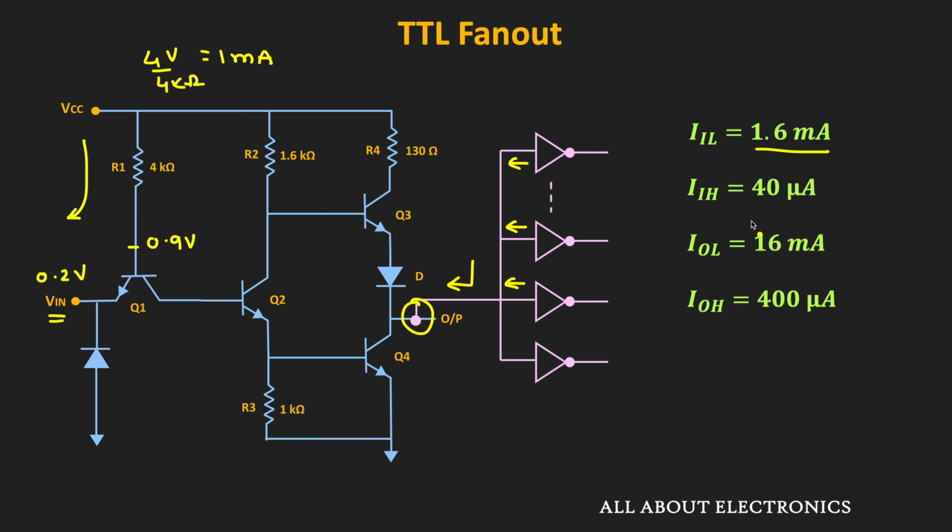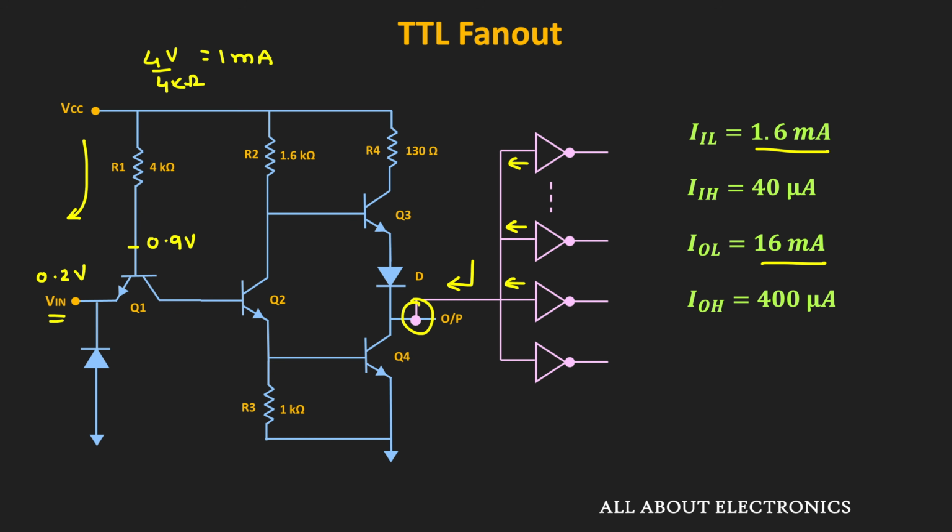Similarly, this IOL is equal to 16 milliampere. So this IOL is the maximum current that the logic gate can sink when its output is low. So as I said, when the output of the logic gate is low, then it will sink the current from the other logic gates. So here, the maximum allowed value of this current is equal to 16 milliampere. That means here, this output can sink maximum up to 16 milliampere of current. And we have seen that each logic gate can supply maximum up to 1.6 milliampere of current.